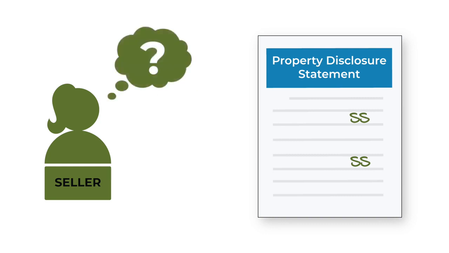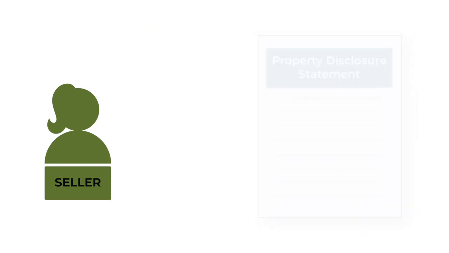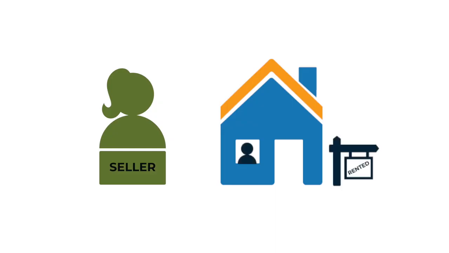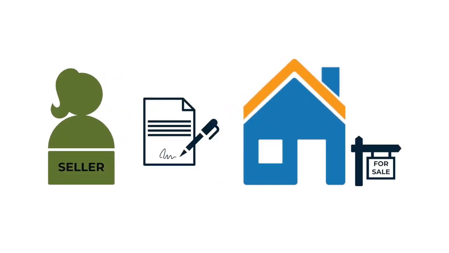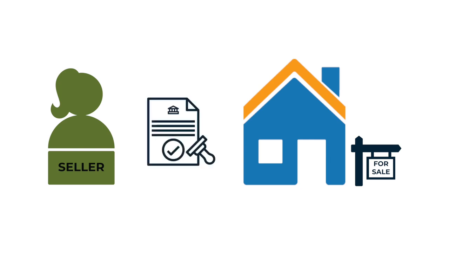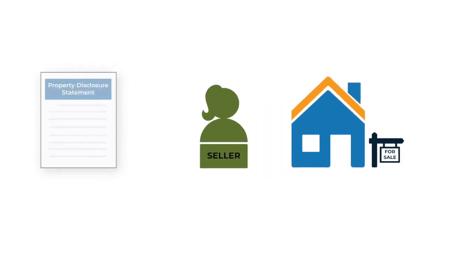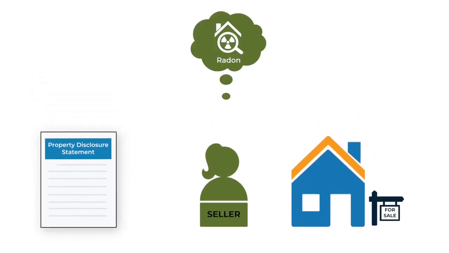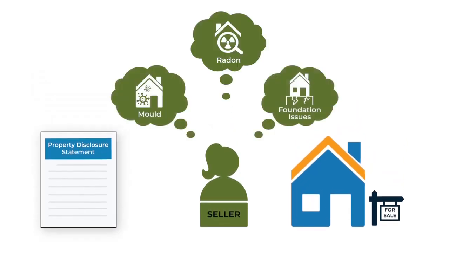Sellers with limited knowledge about the property may choose to strike through or not complete the form. This might happen if the property is occupied by a tenant or if the seller is listing the property as executor of an estate or as power of attorney for the owner. Even if a seller chooses not to complete the form, if the seller is aware of a latent defect, it must be disclosed to a buyer.